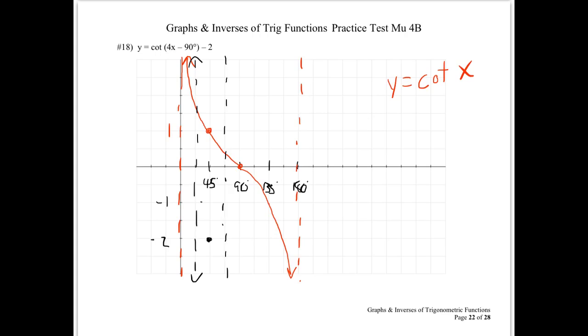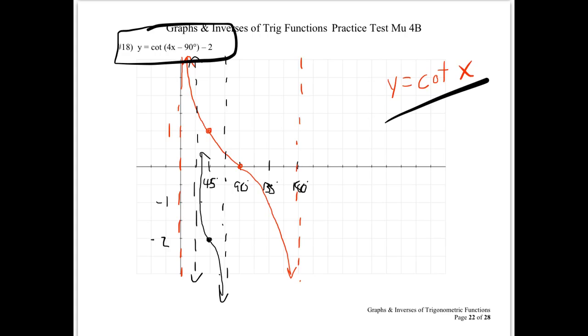At 56.25, I think it was, I had a point at negative 3, which just confirms how this graph is curving, which is from left to right, it goes high to low. So there's my black graph. Over here's my red graph. That's finished.